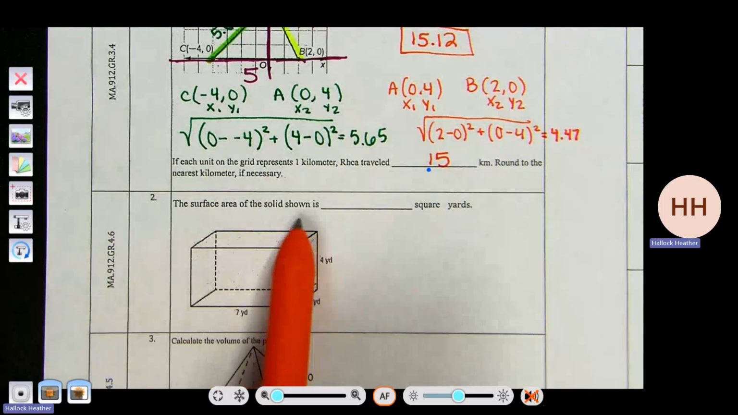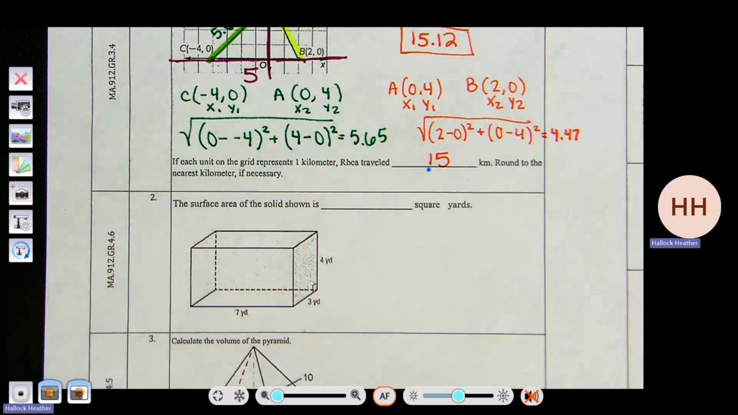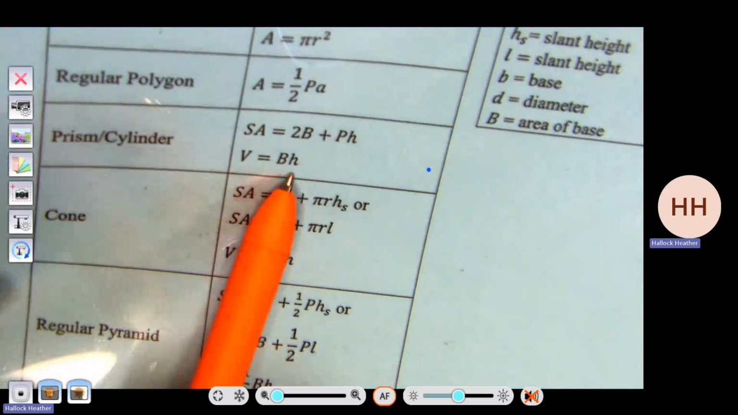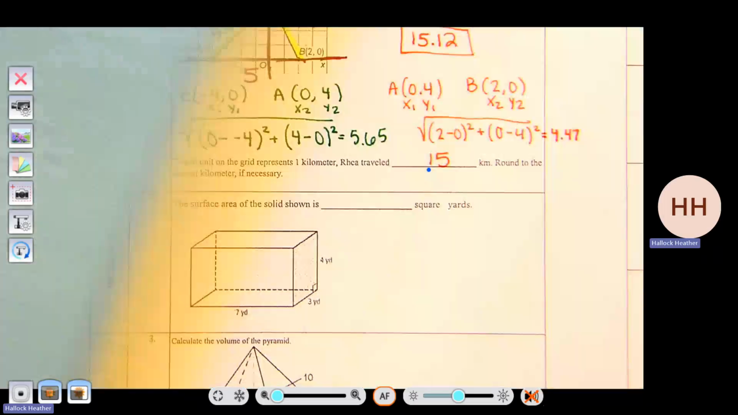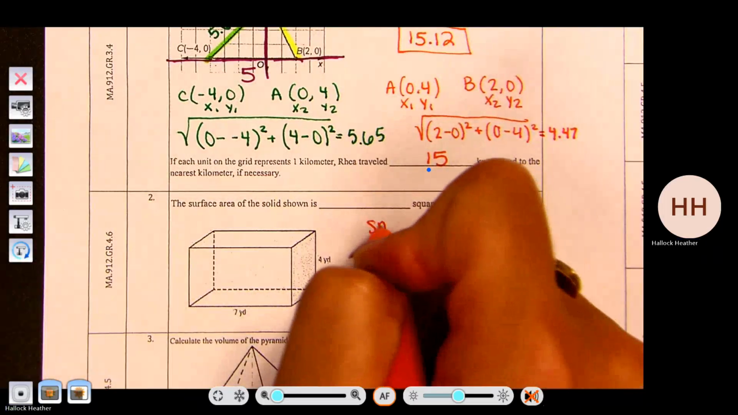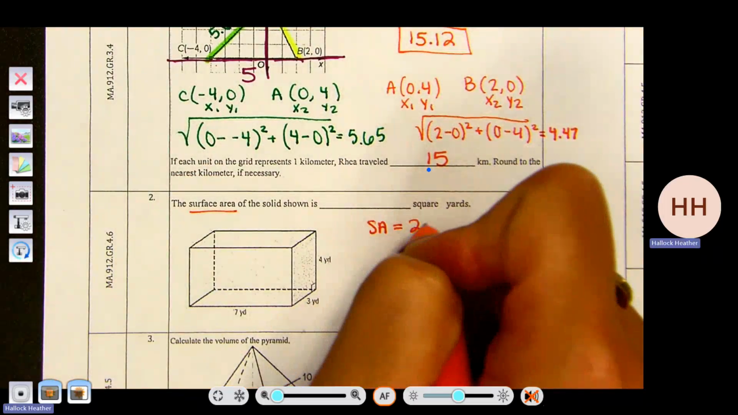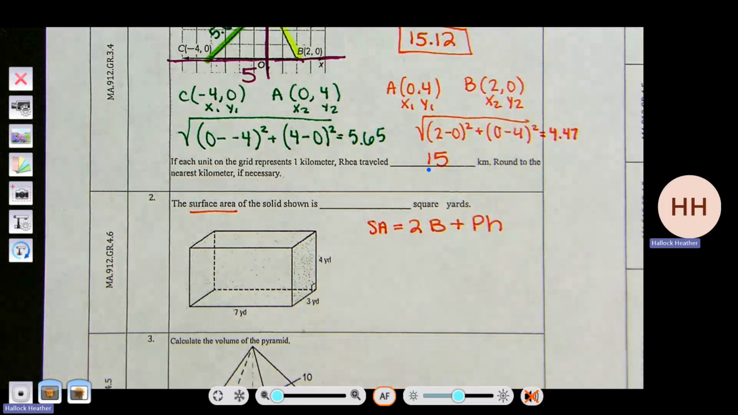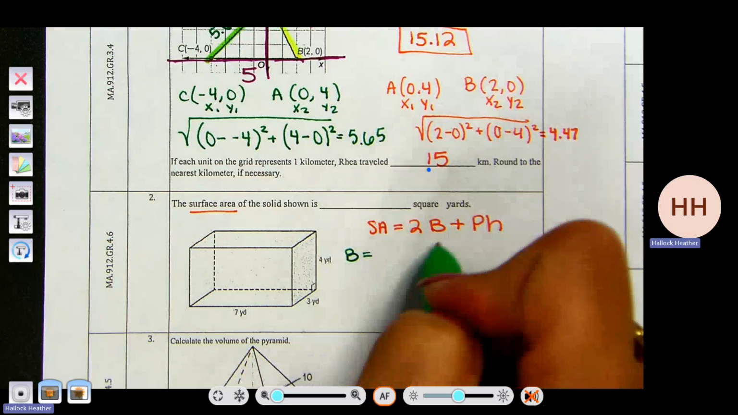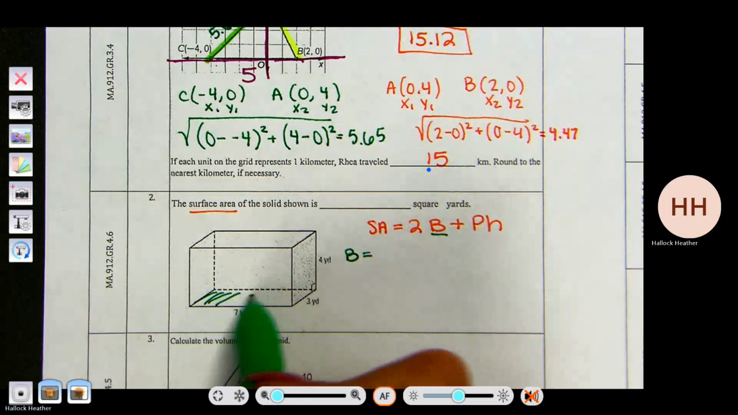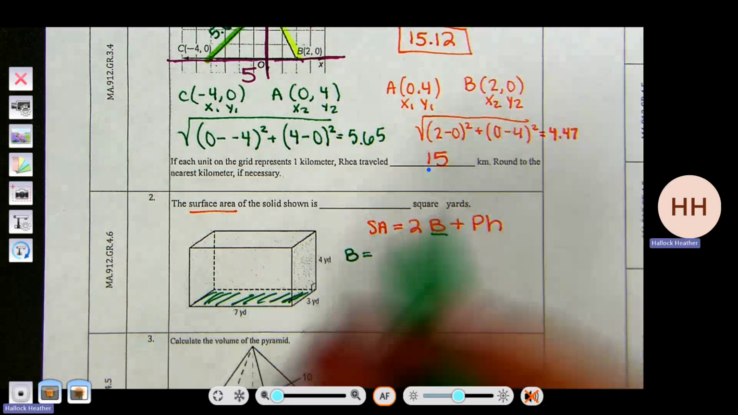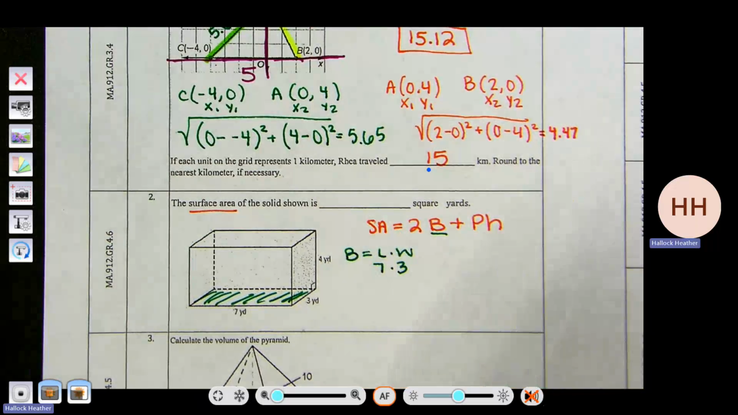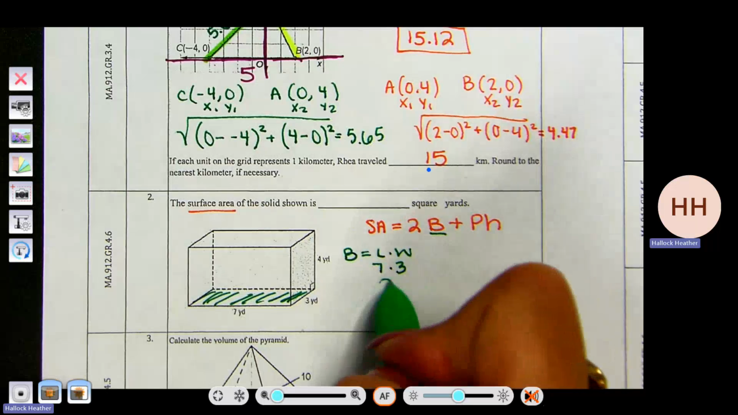Number 2 says find the surface area of the solid shown. This is a prism. So on our formula sheet, we're looking at prism and we're using surface area because it says surface area. So we're using surface area equals 2 big B plus PH. So we always find big B off to the side. Big B first is just the base, which is length times width. 7 times 3. 7 times 3 is 21.